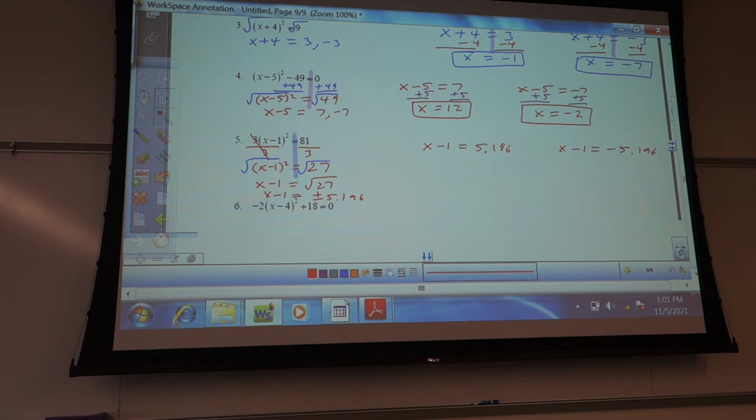Yeah. So now I need to add 1 to both sides. You can leave the other part if you want. X equals, if I add 1 here, I'll get 6.196. Add 1 to both sides. Here I'll get, let's see, I owe $5.19 something cents, and I have $1, so now I only owe $4.196. So those are your two answers.